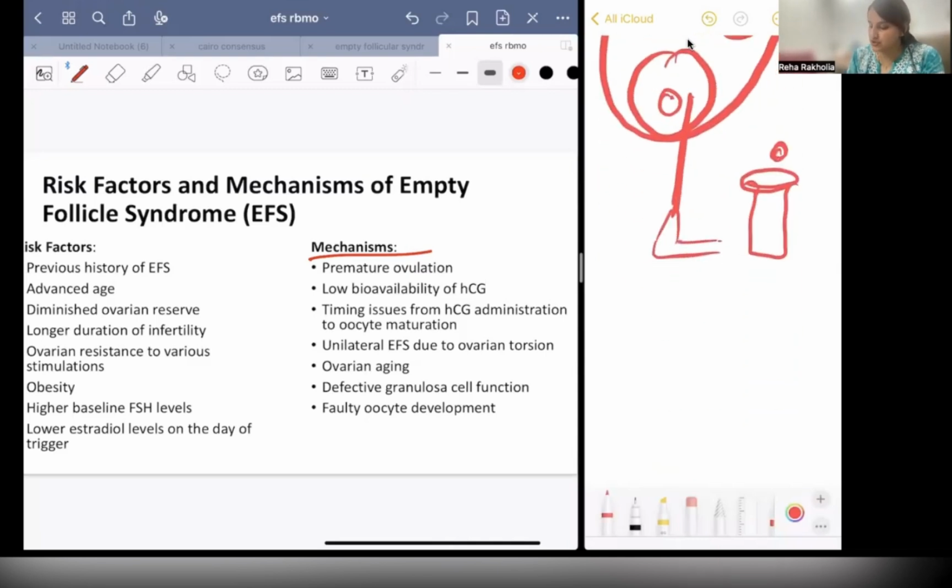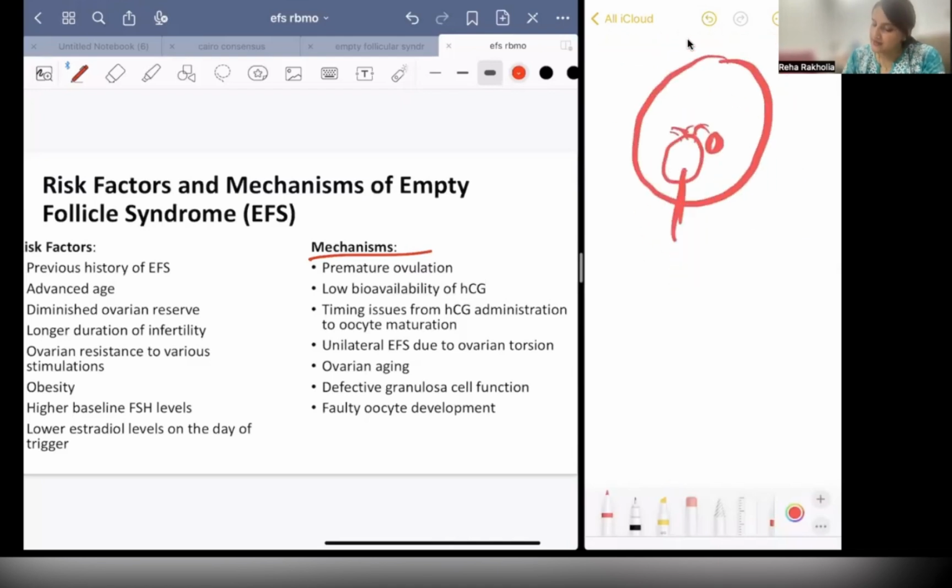But in premature ovulation, it has already ovulated. Now there is nothing in the follicle. It has come outside. Premature ovulation has occurred. So we won't get anything in the OPU.